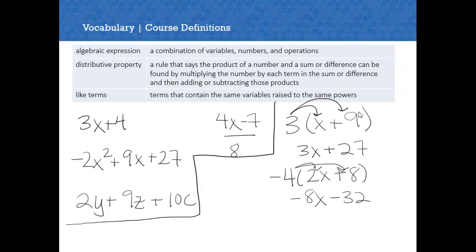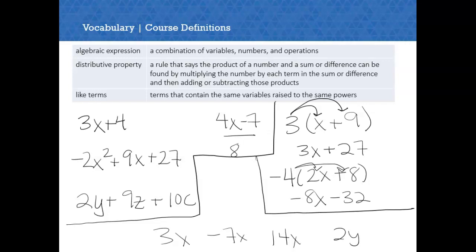And finally, like terms, they're terms that contain the same variable raised to the same power. So like terms would be something like 3x, negative 7x, 14x. They all have an x term. Something like 2y would not be a like term because it has a different variable. So these are the vocab words we're going to be using in our session today.